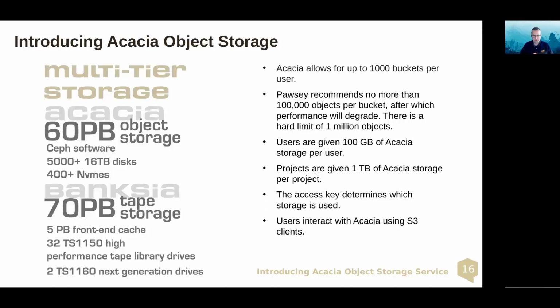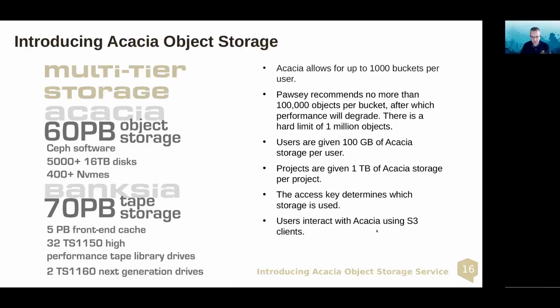Acacia uses access keys. They're like a username and password. Every access key is associated with a storage allocation, such as user storage or project storage. So there are two kinds of storage: user storage and project storage. And the access key determines which one is used.